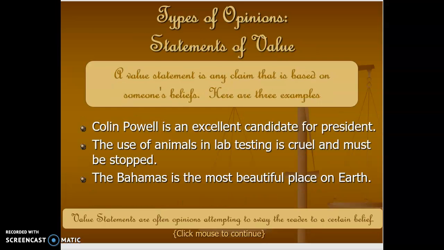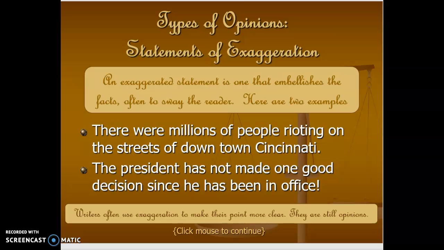And then statements of value are also opinions. The Bahamas is the most beautiful place on earth, or Colin Powell is an excellent candidate for president, or the use of animals in lab testing is cruel. They offer opinions because the author wants to persuade the audience towards a certain belief. Those are all opinions because it is the value placed by the author, not necessarily everybody.